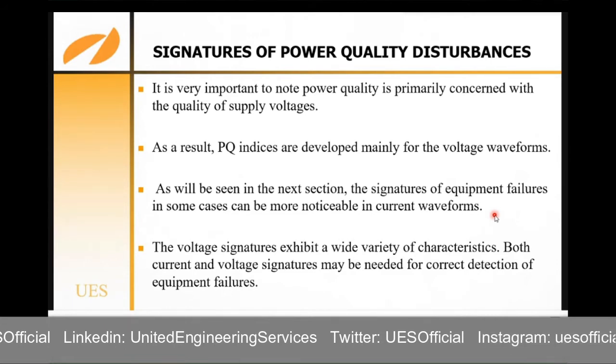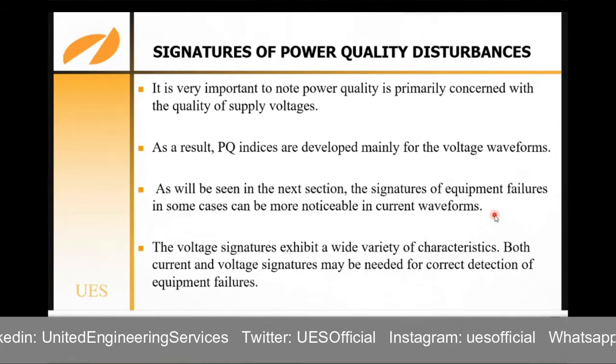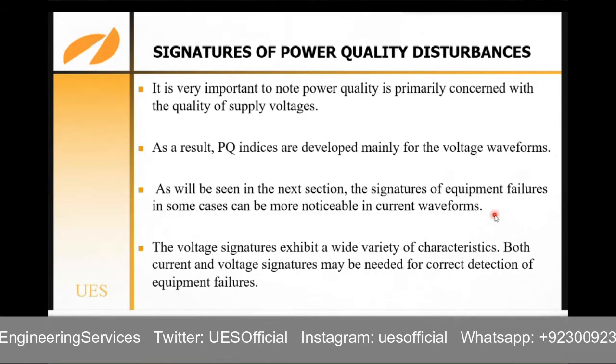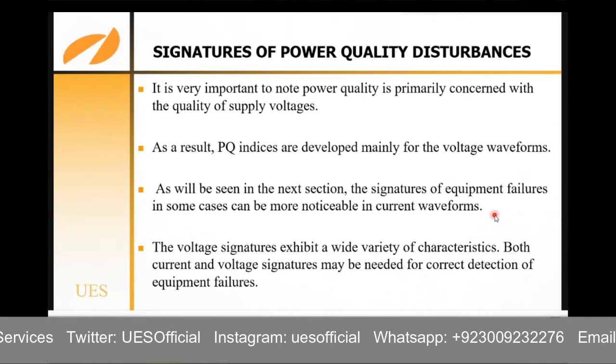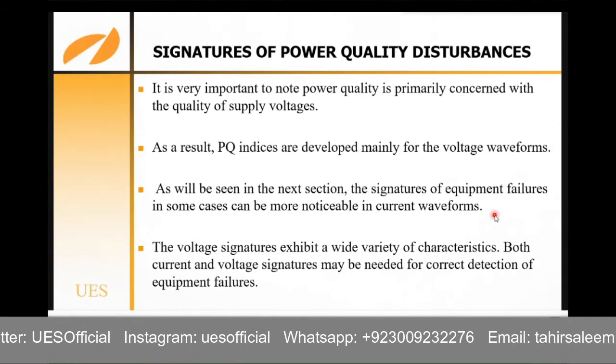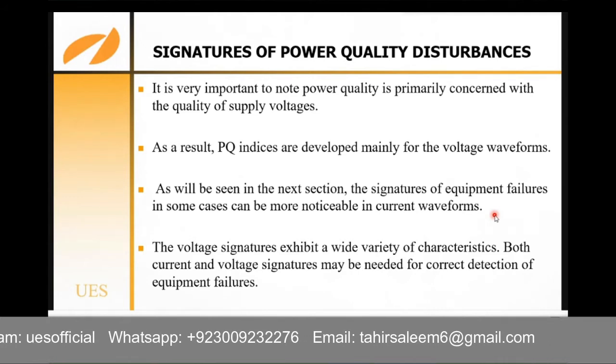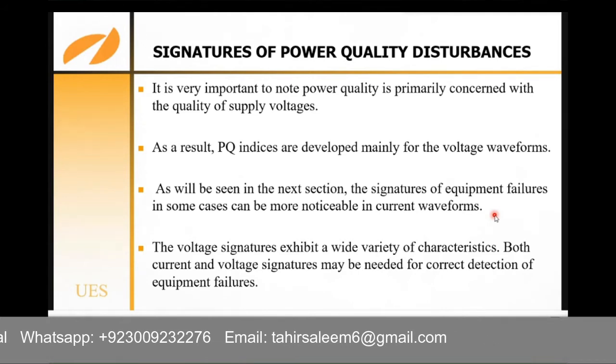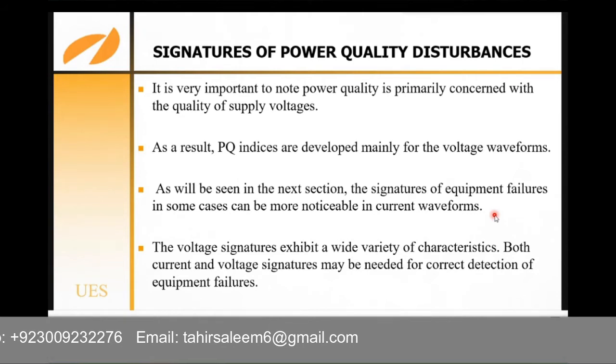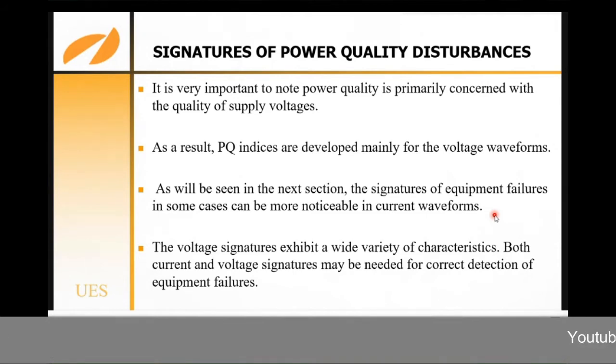Now, the voltage signatures exhibit a very wide range of characteristics. Both current and voltage signatures may be needed for the correct detection of equipment failure. Most of the time, not only does the voltage signature give you the idea, but with that you have to use the current waveform for a better evaluation, for a more correct, precise and accurate examination of such signatures.